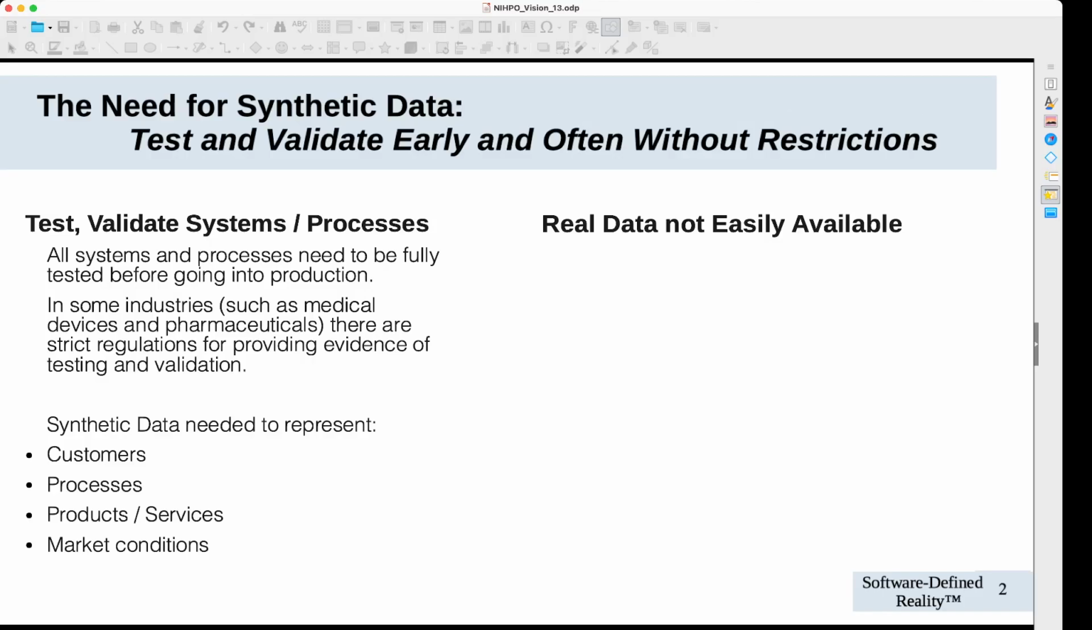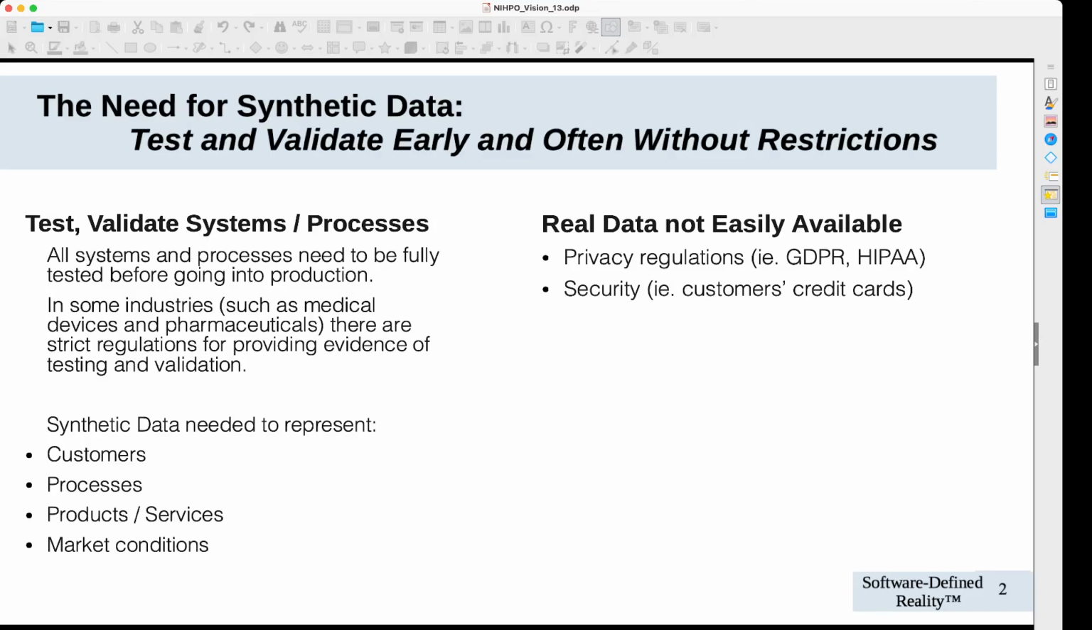The problem with using real data is that it's not easily available for testing purposes. Number one, there are privacy regulations, as we all know, GDPR in the EU, HIPAA in the US. There are also security issues. For example, you don't want your customers' credit card data to be used for testing purposes.